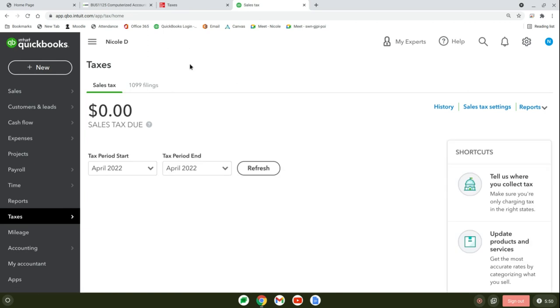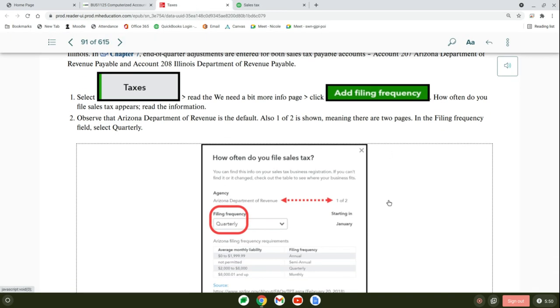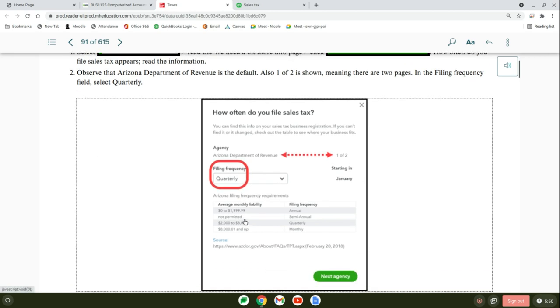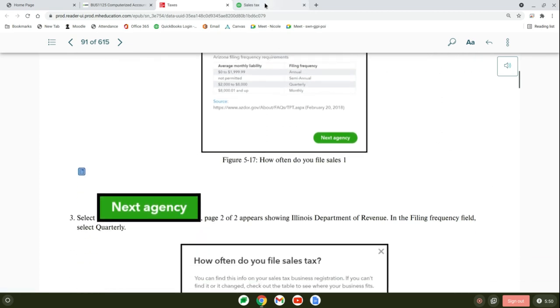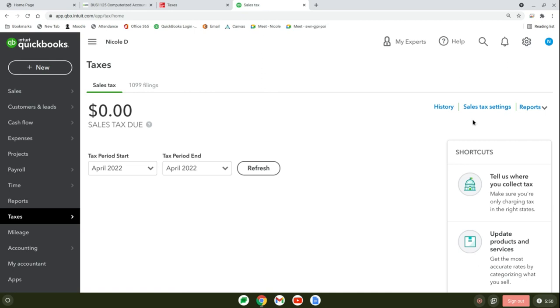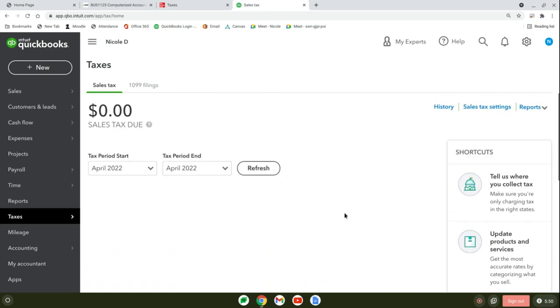So now they're telling us that where it says add, you're going to click on add filing frequency, and they want you to pick quarterly. Quarterly, okay? Then next agency. So let's do that. So we're going to go to, I think mine's going to look different than yours.